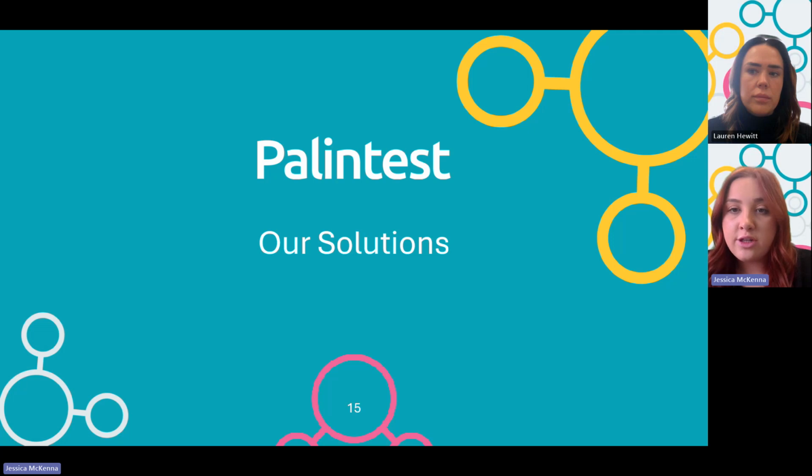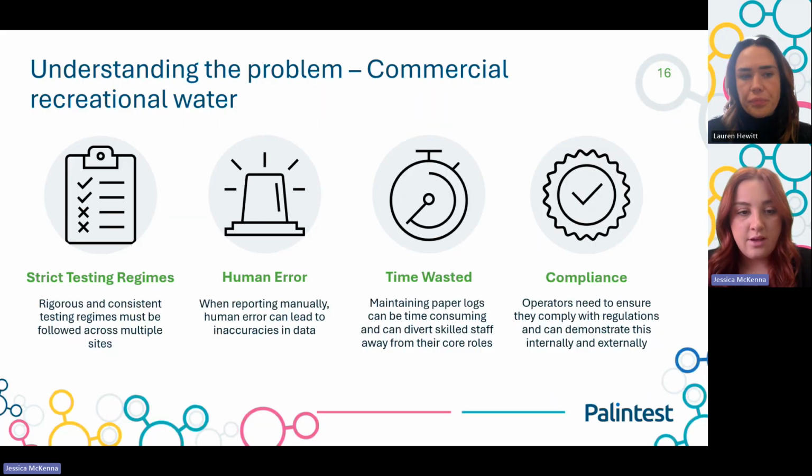So following on from what you should test for and why, we'll now look at our solutions for testing. With this in mind, I'll first take you through a few common issues which swimming pool and spa operators can face. Firstly, rigorous and consistent testing regimes must be followed across multiple sites, and it's crucial that tests are carried out at specific set time intervals.